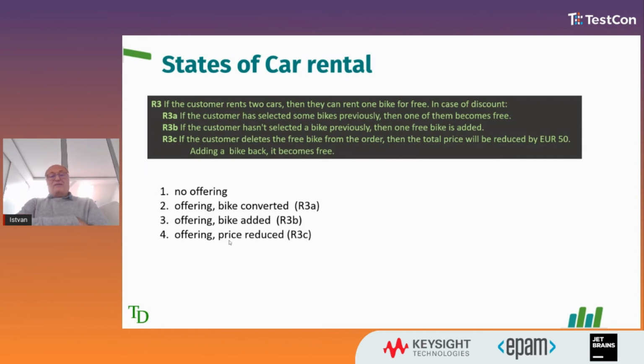Or we can start from no offering again, and if we add the first car, then nothing new happens, no new calculation. But if we add the second car, then this will be a different calculation because a bike is added, not converted. So it's a new state. And finally, if we delete the bike, we arrive at another new computation because here the price will be reduced. So we have only 4 states.